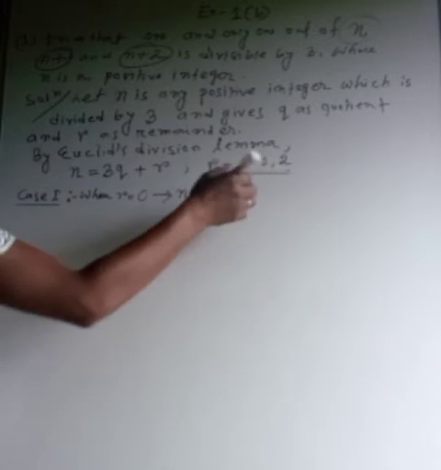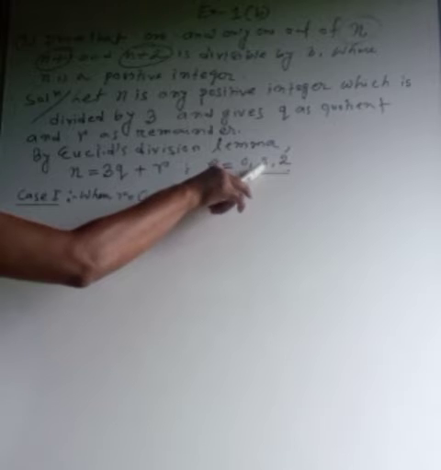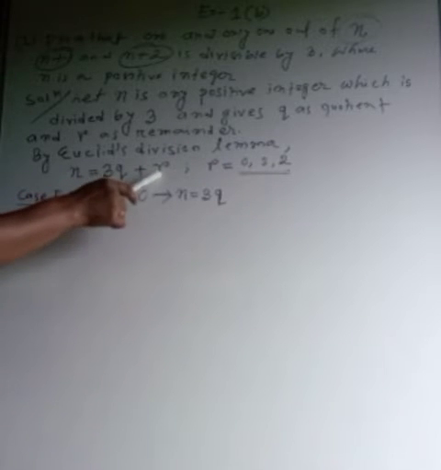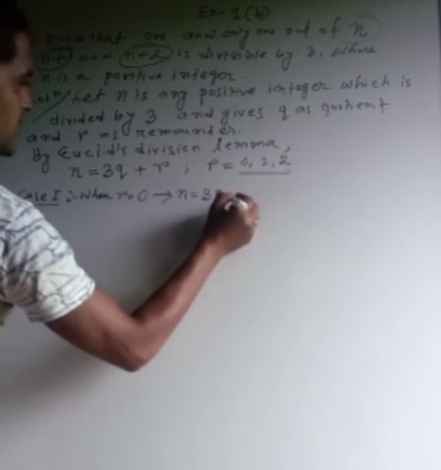Now the second case, the r value will be 1. So we have to put 1 here. So what will it be?